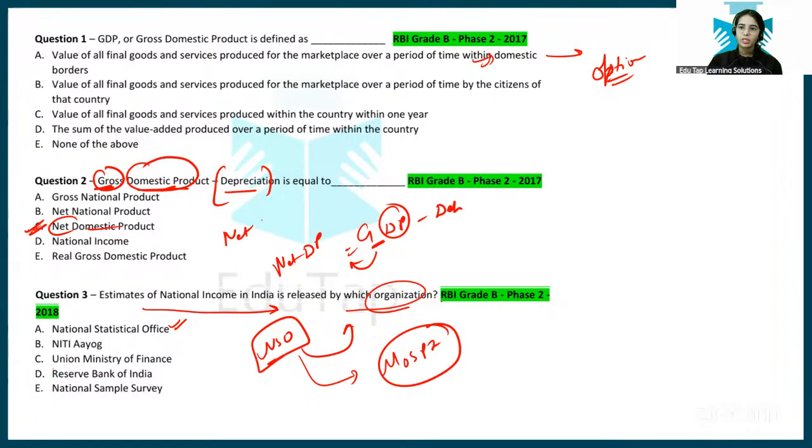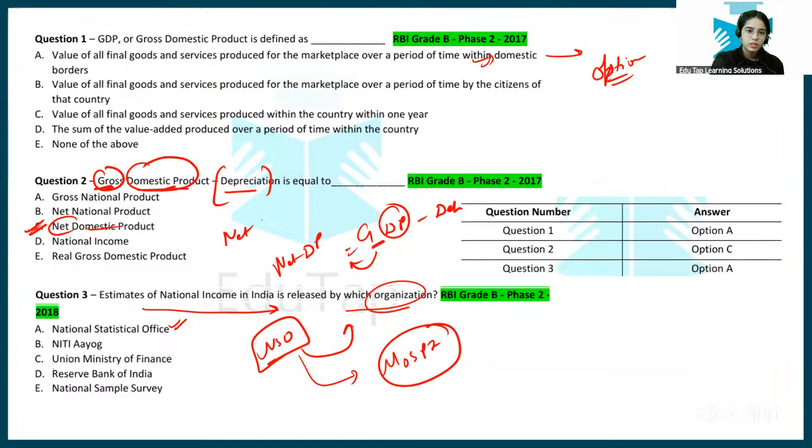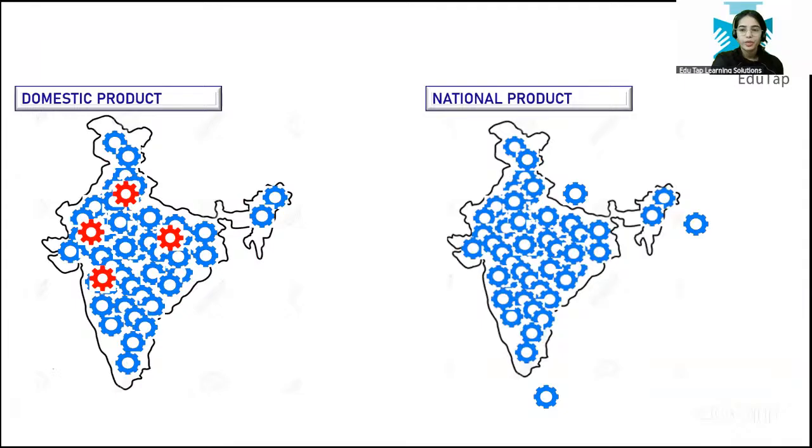So under the MOSPI, the NSO releases the national income. Okay. This is the idea. Chalo. Now coming to the next concept that we have to understand.